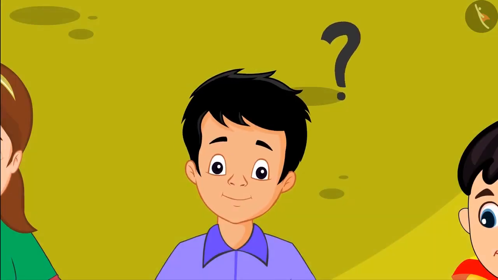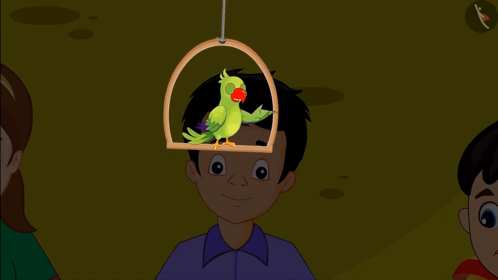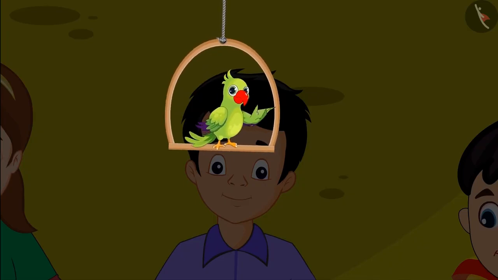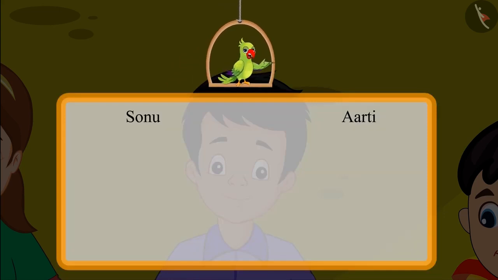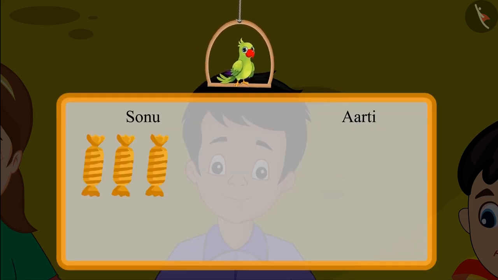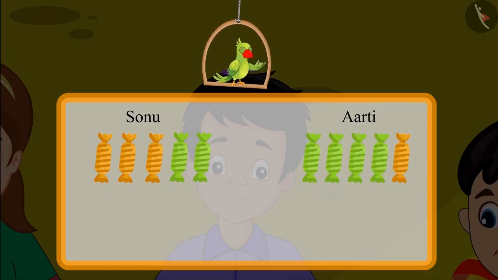Sonu feels that he is getting lesser number of toffees. Children, what do you think? Did Sonu get lesser number of toffees? Come, let's see why Sonu felt this way. Sonu got 3 yellow toffees and 2 green toffees. And Aarti got 4 green toffees and 1 yellow toffee.